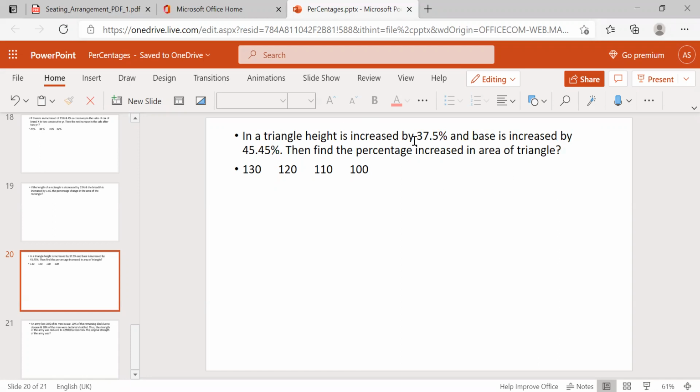So both are increases only. Height also increased and base also increased. So the percentage of area also will increase. Then how are we going to find out this one? So here better, what's the area of a triangle? What's the area of a triangle?